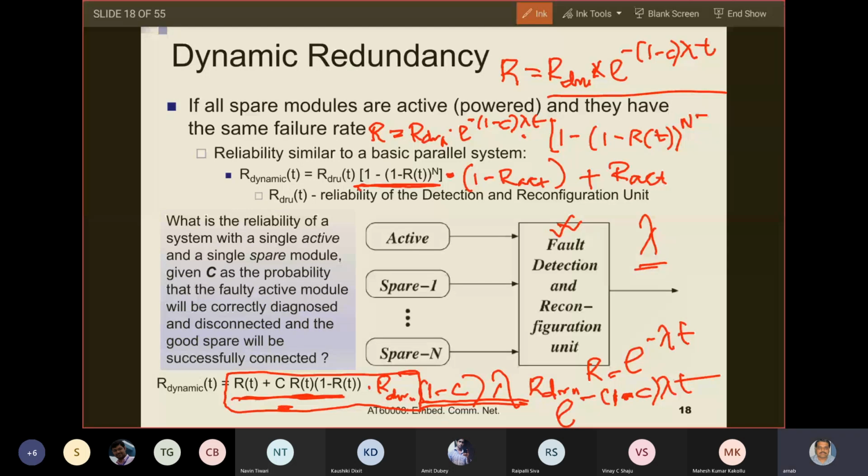Is this equation okay? Here I know that the active module has a constant failure rate lambda. And because I am using R(t) here, if all the spares also have the same failure rate lambda, I can appropriately replace R(t) with e to the power minus lambda t. Are you with me? Is this fine?